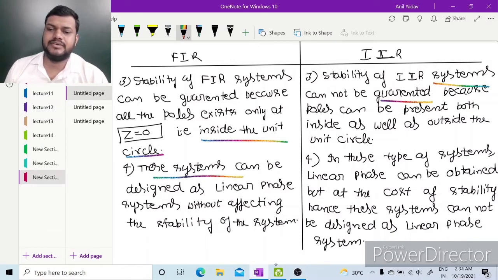FIR type of systems can be designed as linear phase systems without affecting the stability of the system, while in infinite impulse response type of systems, linear phase can be obtained but at the cost of stability, hence these systems cannot be designed as linear phase systems.